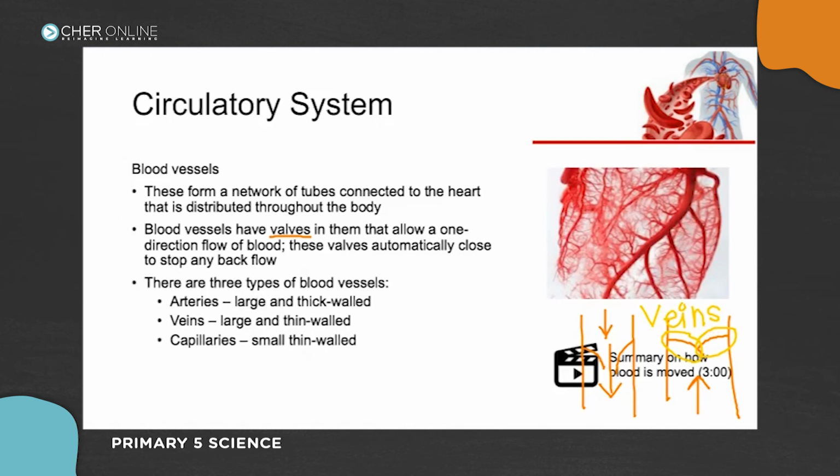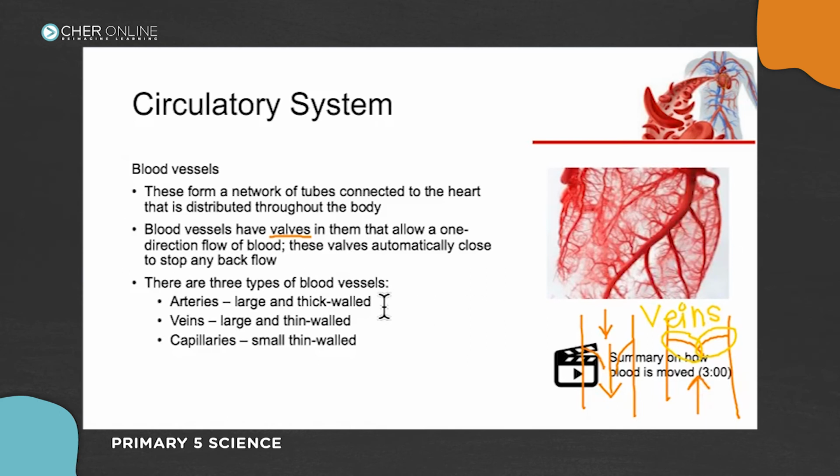Okay, there are three types of blood vessels. We have the arteries. These are directly connected to the heart, so they are large and they have thick muscular walls. We have veins. These are the second type. They are large as well, but they have thinner muscular walls. And the last ones are the capillaries, and they are very small and have thin walls.